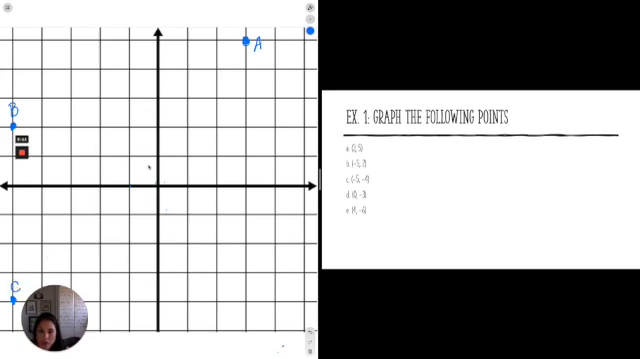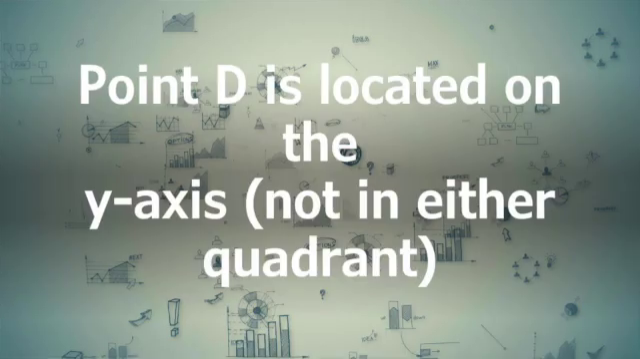Now here I have for D (0, -3). 0 is for my x coordinate, so it's right on the line. Now I need to move down -3 on the y-axis. So 1, 2, 3. This is my plot for D.